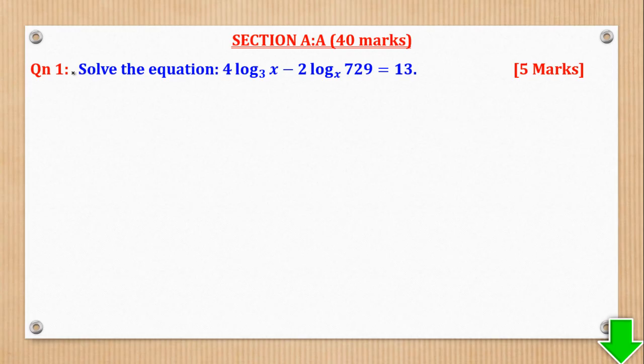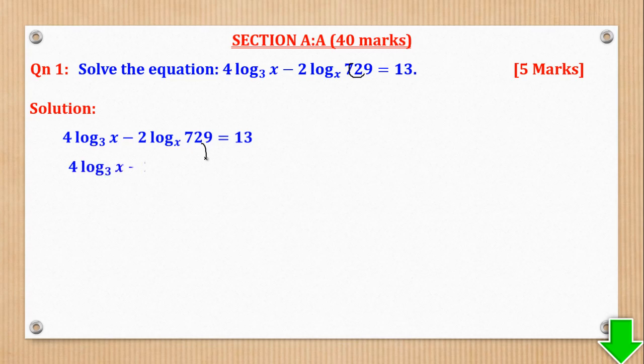So now we shall begin with section A. Section A, question 1 says, solve the equation 4 logarithm of x base 3 minus 2 logarithm of 729 base x equal to 3. So the first thing to realize is that these bases are different. So you need to be confident with how to change a logarithm from one base to another. But this value can be prime factorized. So prime factorizing this gives you 3 to the power 6.